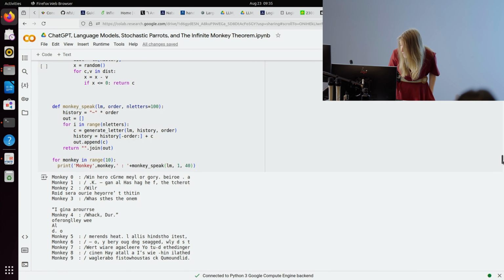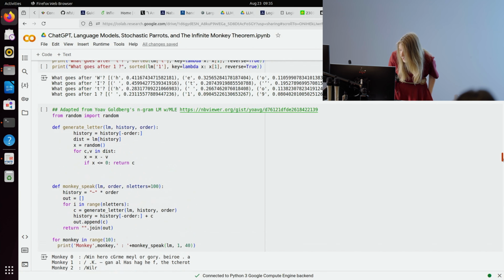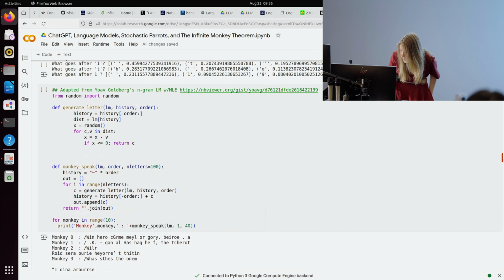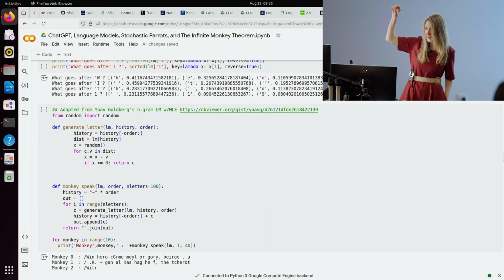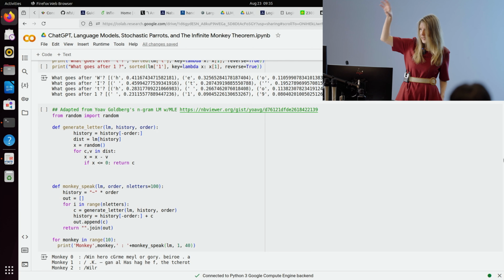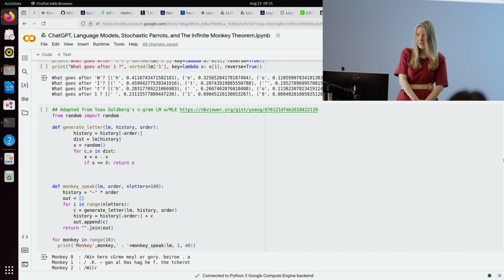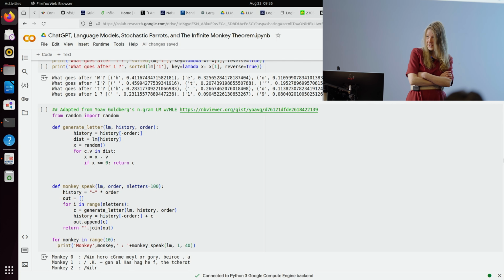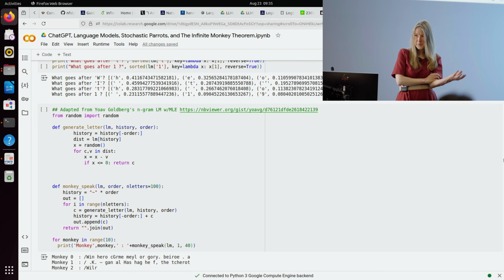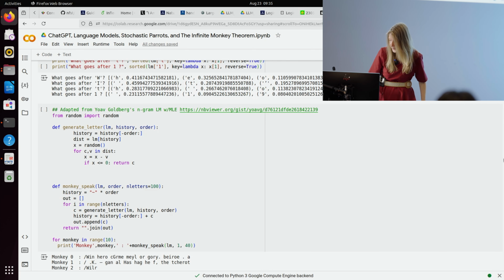So previously we used this random thing. Where do we have it? We provided these uniform probabilities. We just said, okay, just pick a character with the same probability. Now we provide these probabilities explicitly that we estimated from the Harry Potter book.